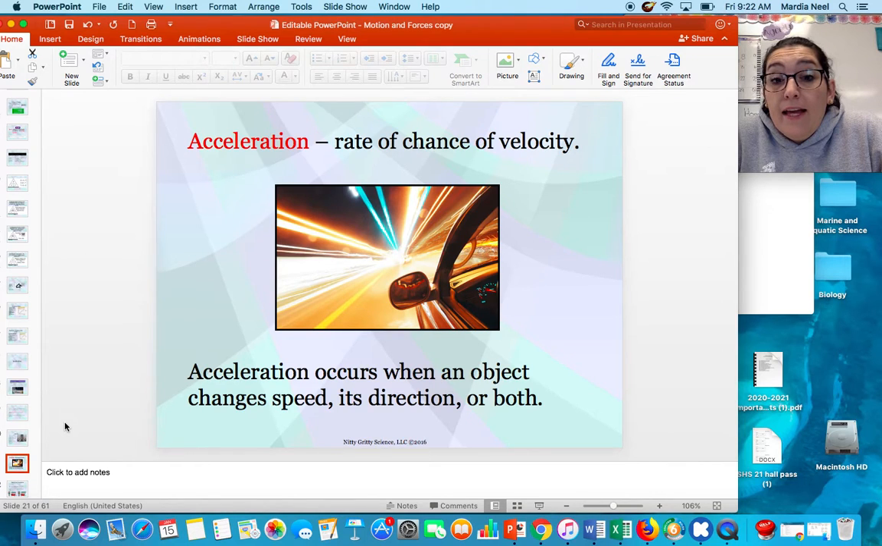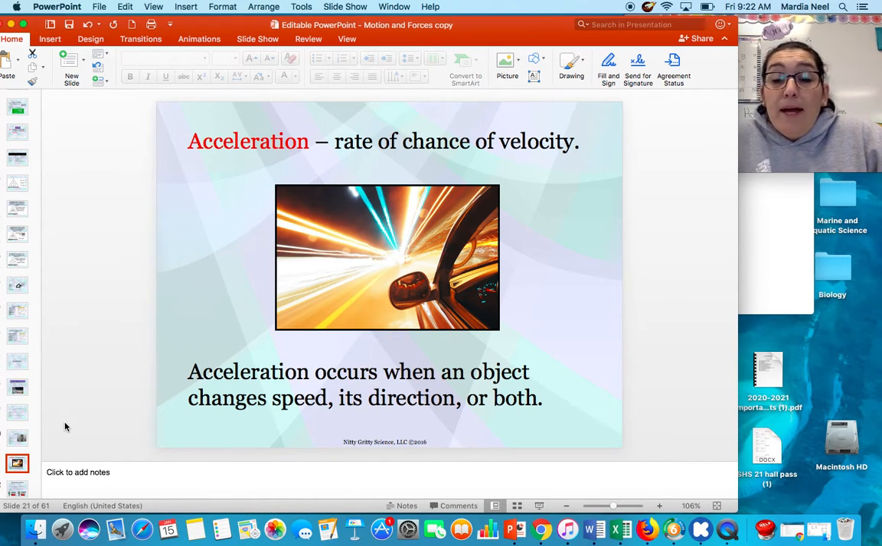So if I am riding a bike and I'm going at a constant pace and I go in a straight line, I don't have any acceleration. My speed is staying the same and my direction is staying the same. If I'm riding a bike and I speed up, I keep going in a straight line, but I get faster and faster and faster, I have acceleration. My speed is changing.